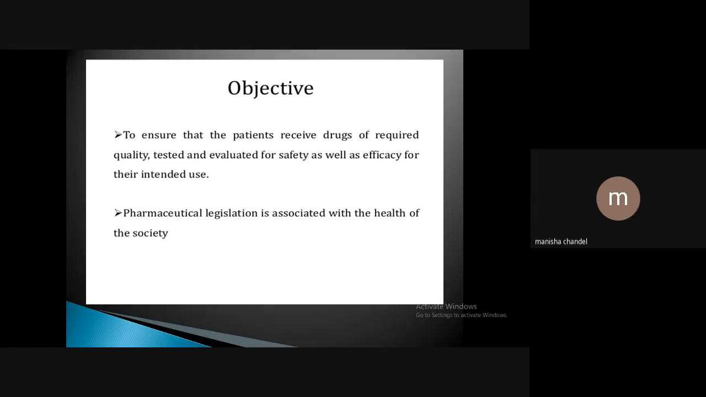Objective of pharmaceutical legislation. Its main objective is to ensure that the patient receives drug of required quality, tested and evaluated for safety as well as efficacy for their intended use. Pharmaceutical legislation is associated with the law and health of the society.